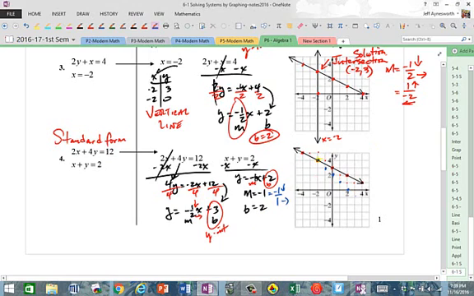I just found my intersection. If you keep on repeating the slope, you can find where the lines meet. And they meet right there, at negative 2 comma 4. So my intersection here is at negative 2 comma 4. That's my solution.